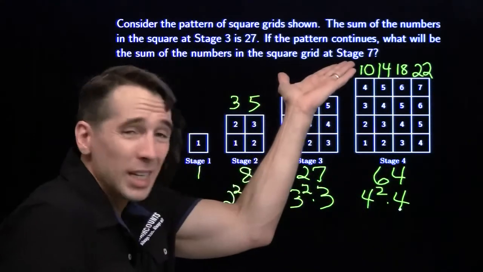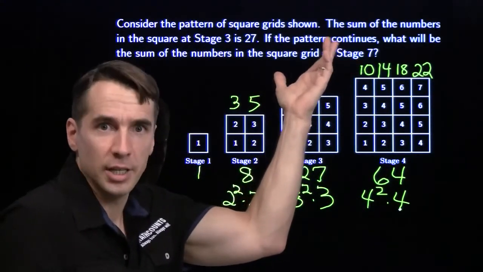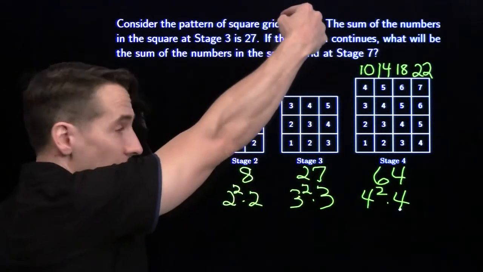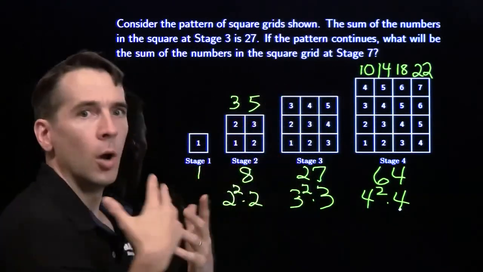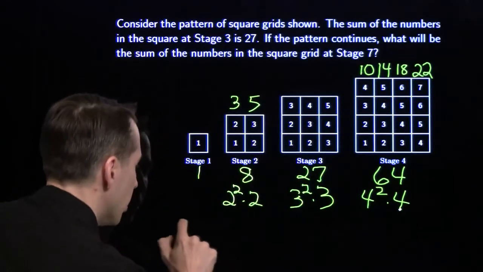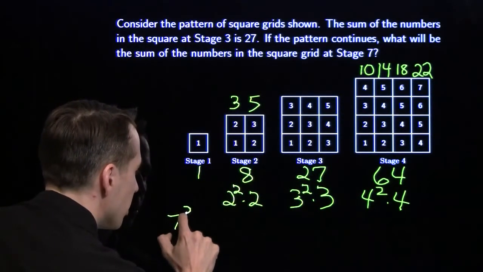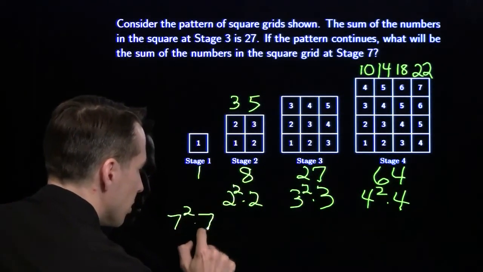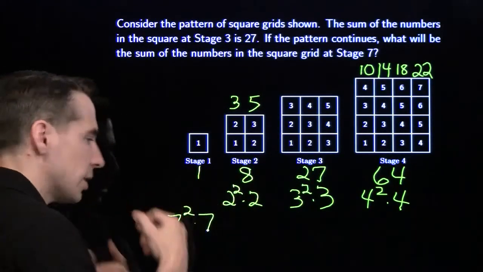And we can do the same thing in our 7 by 7 grid out here on stage 7. You take the ones in the corner, they're going to average to 7. Average to 7, average to 7, on and on and on. So you're going to have a grid of 7 squared numbers that average to 7. So the sum of all those numbers is going to be 7 squared times 7.